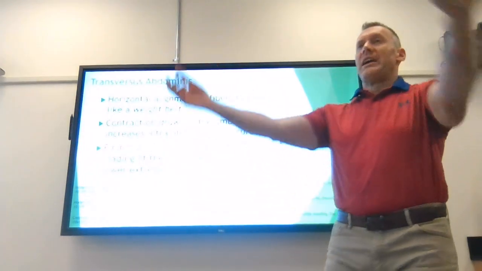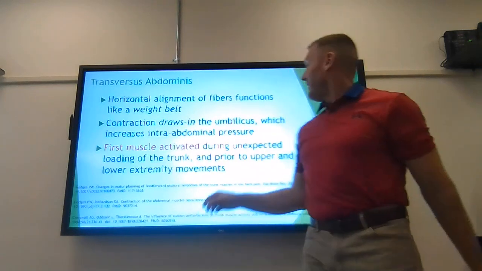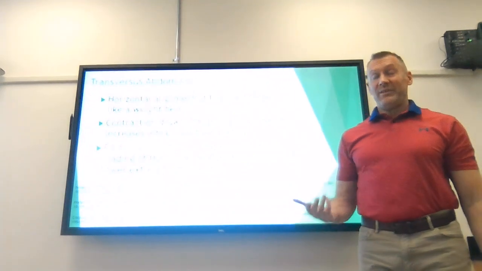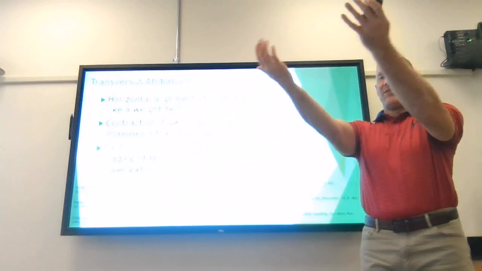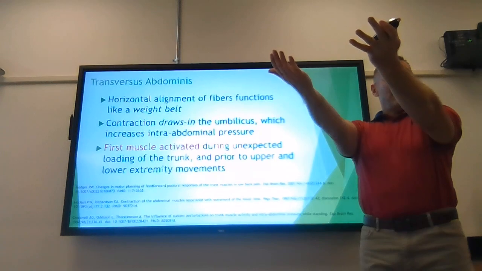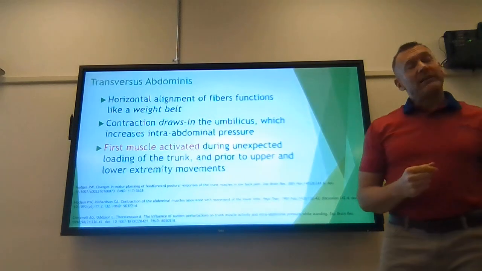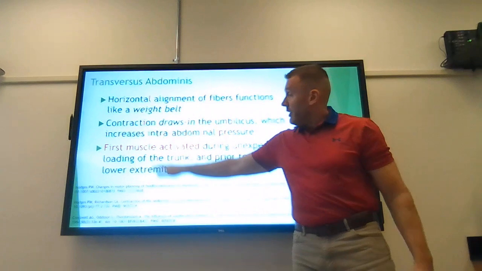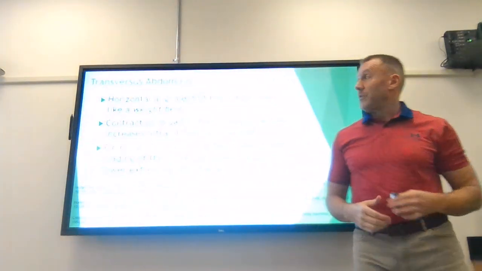So if I ask you to put your hands out like this and close your eyes, and then I drop something in your hands, that's unexpected loading of the trunk. In unexpected loading of the trunk, you want muscles to activate quickly, because if they don't, and you have all of a sudden supporting weight, that's a recipe for injury. So you have to have very quick activation of muscles in unexpected loading especially. The transverse abdominis, at least according to this research, was the first muscle to be activated with the body under load.